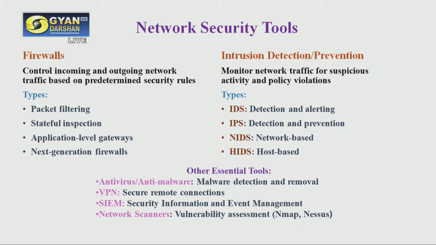So types are IDS, intrusion detection system. It's for detection and alerting. IPS is intrusion prevention system. It's for detection and prevention, because prevention is better than cure. If an activity can be prevented at the first layer, then we don't have to do anything. Okay. Another one is NIDS. It's a network intrusion detection system. It's network based. And another one is HIDS. It's host based. What is network based and what is host based? Can you explain a little bit?